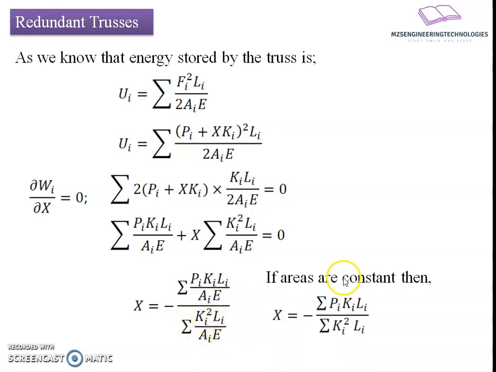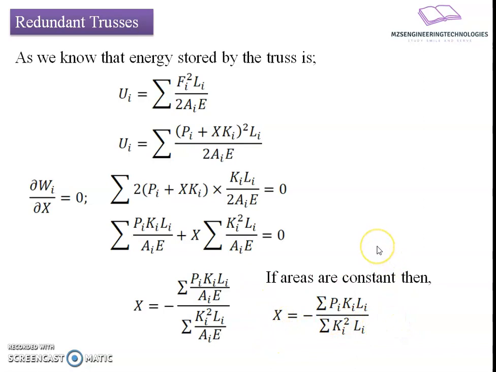If suppose the cross-sectional areas of the members are constant, then this ai into e, this axial rigidity, will get cancelled, and numerator side we will have a product pi ki li, and denominator side we will have ki square li. This will give the value of the redundant force.